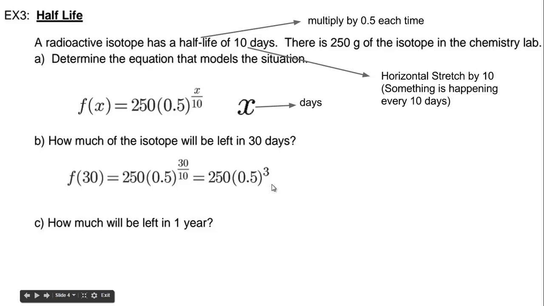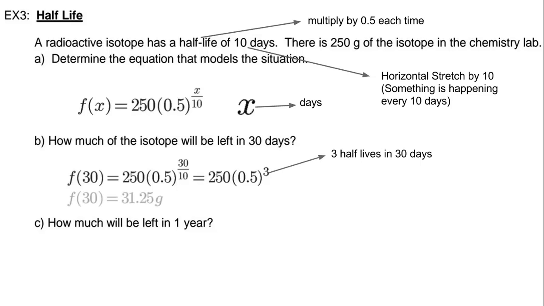It's a half-life of 10 days. So you always want to be thinking about what's going on in the question. So 3 half-lives in 30 days. And so the answer is 31.25 grams.